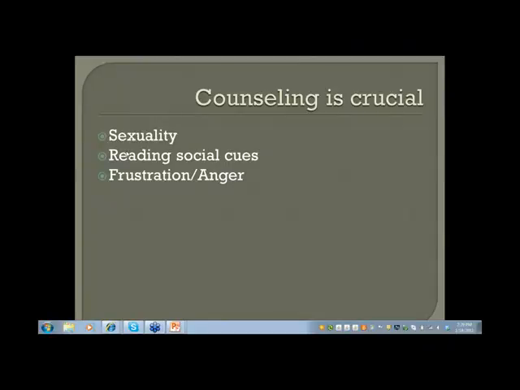So, sexuality, and these are things to talk about within counseling. Sexuality is really important. Reading social cues goes back to frustration and anger. The sexuality issue is a different one, but it can be lumped into reading the social cues. But as far as employment and frustration, oftentimes number 2 and number 3 are the things that really get us in trouble.